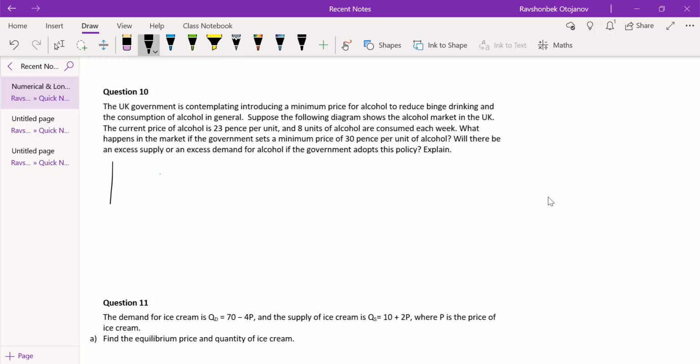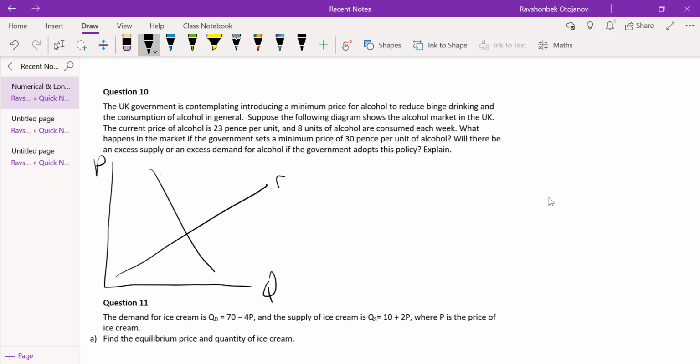For some reason, I forgot to include this diagram. So there is the diagram with quantities and prices, supply and demand, right? The current price of alcohol is 23 pence. So let's sketch that. 23 pence per unit, and 8 units of alcohol are consumed each week.